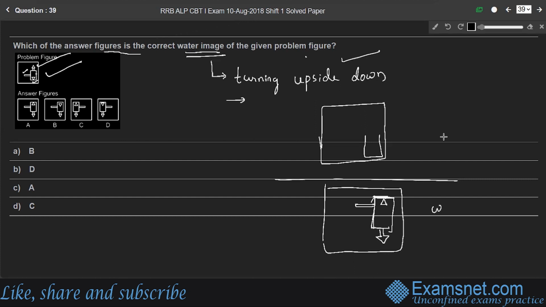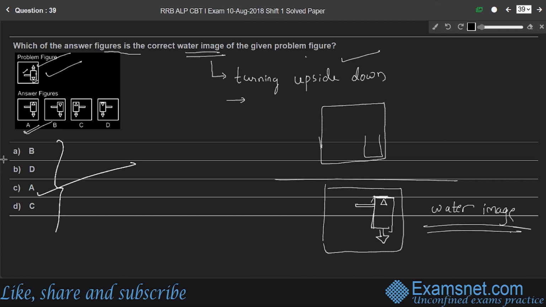Therefore, this is the water image, or inverted image, of the given problem figure. Look at the options. In figure A, yes, it is the exact water image of the given problem figure. Not option A, it is figure A. Among the four options, option C contains figure A, hence option C is the right answer.